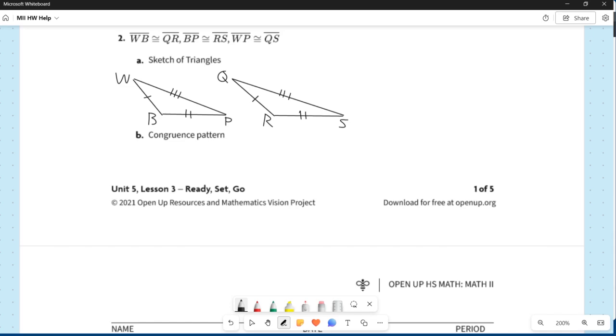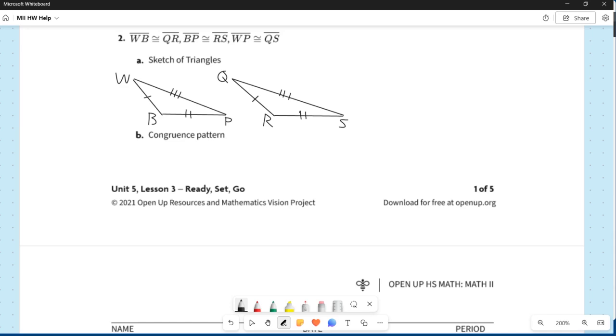Also, just to clarify, the number of slashes does not have anything to do with the length of the side by itself. Clearly in this picture, WP and QS are my longest sides, but it was just a coincidence that they had the most slashes. The number of slashes does not indicate that a side is larger or smaller than some other side. You're just using the slashes to compare them with some other side in another triangle, or even in the same triangle.